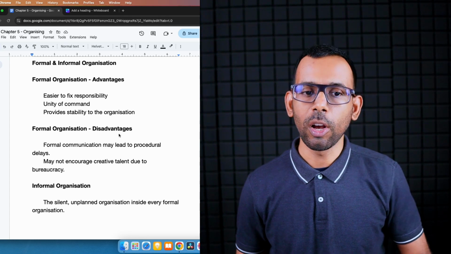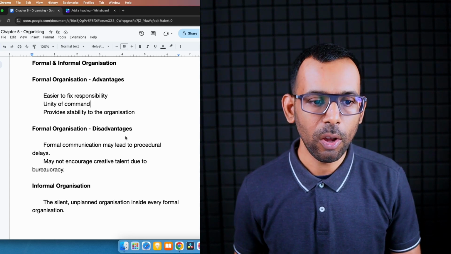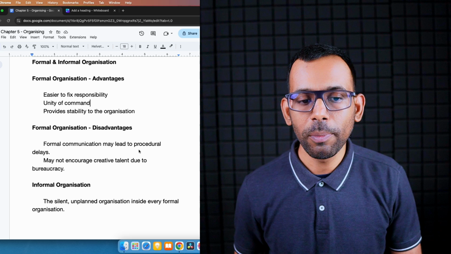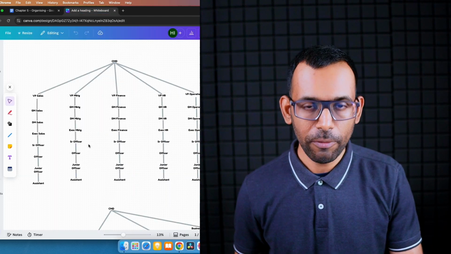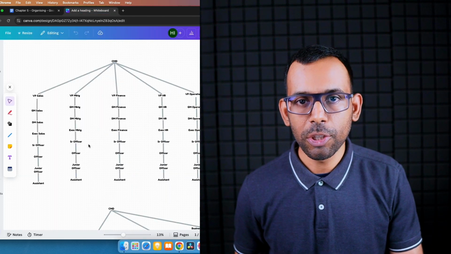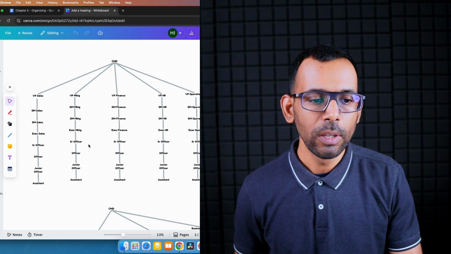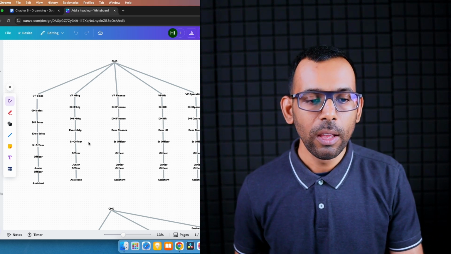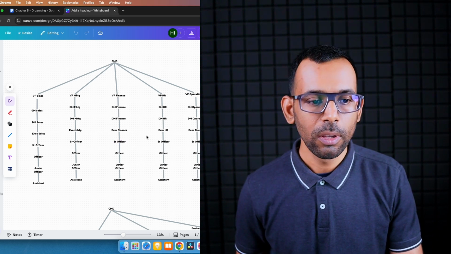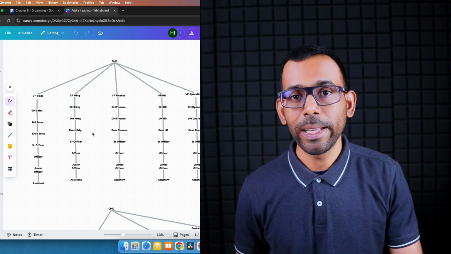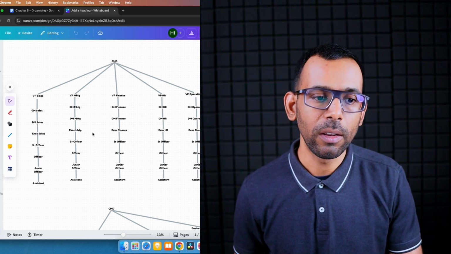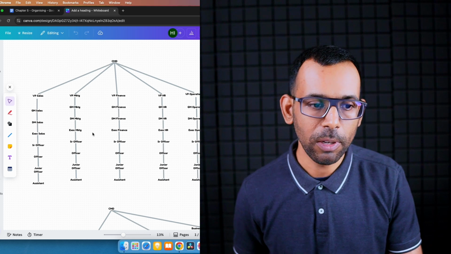Okay, now let us talk about the disadvantages of formal organization. Formal organization may lead to procedural delays. We should see some organizations until 30-40 years ago did not used to have a parallel flow of communication. I have already explained this while teaching scalar chain form of command, while explaining Fayol's management theory.